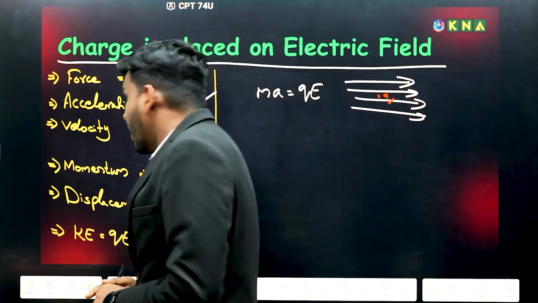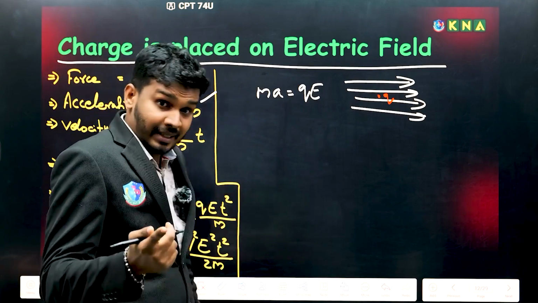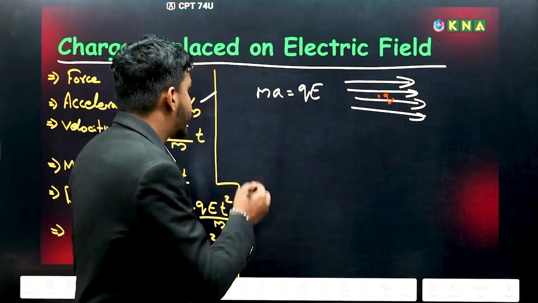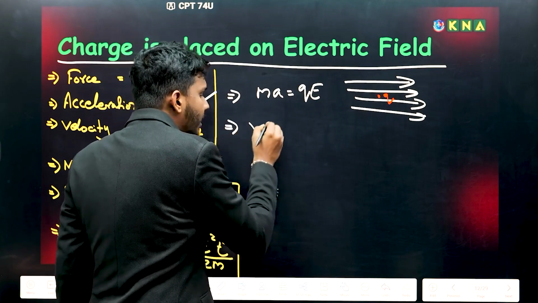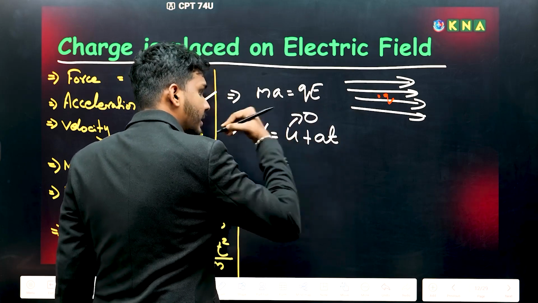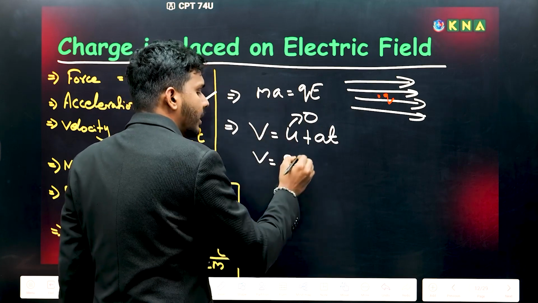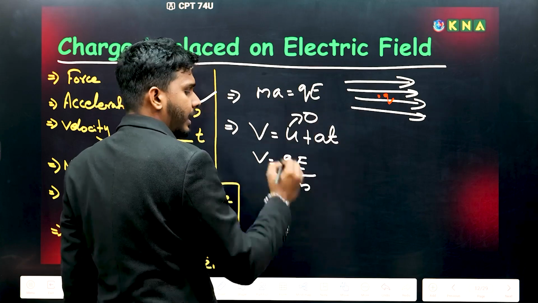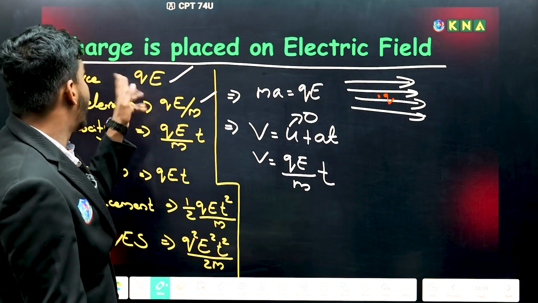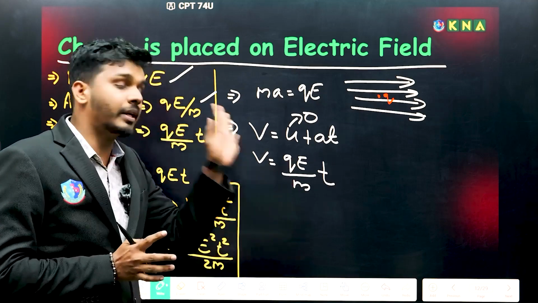What is velocity? How do we find velocity? V is equal to U plus AT. Here, initially, if there is no electric field, velocity is 0. So V is equal to U plus AT, with initial velocity 0, so velocity is equal to AT. What is A? QE by M. So velocity is QE by M into T. So force is QE, acceleration is QE by M, velocity is QE by M into T.